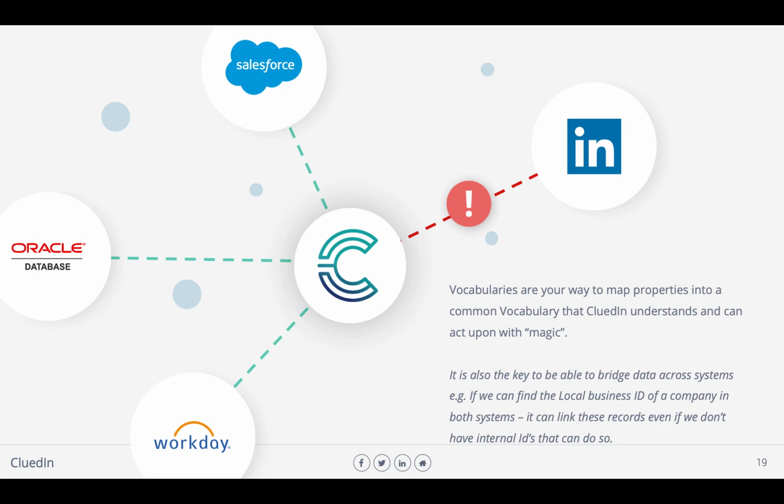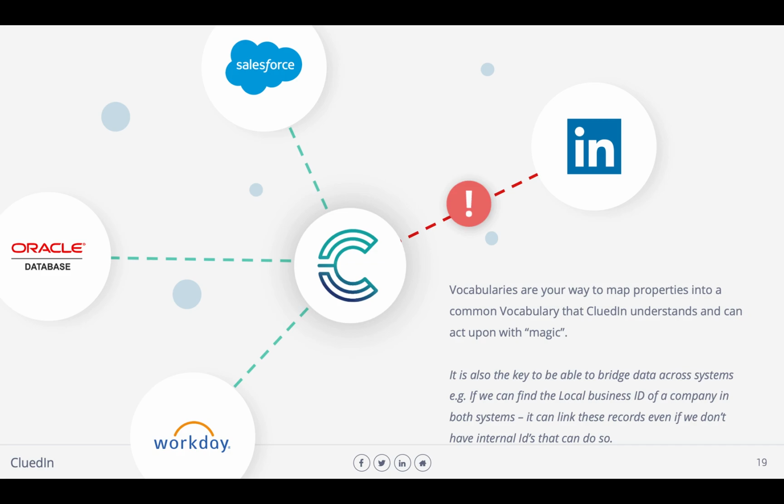And this becomes important when we actually want to utilize the data sitting within Clued. It simplifies and abstracts away the source systems so we can just work with data in a much more abstract manner. The vocabularies are also key to be able to bridge data across systems.